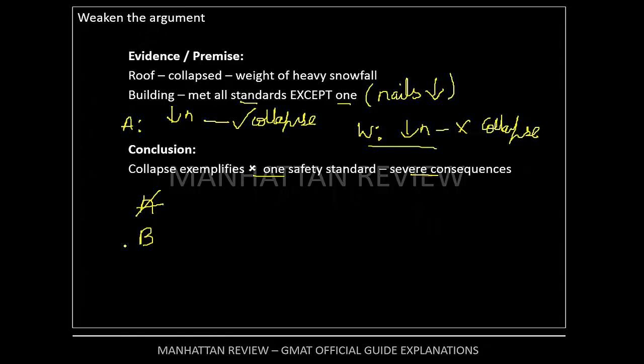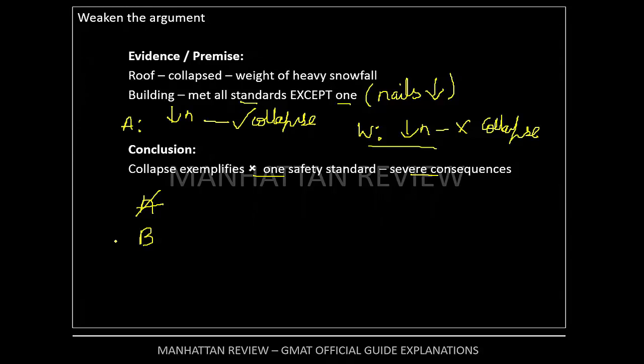Choice B. The amount of snow that accumulated on the roof of the equipment storage building was greater than the predicted maximum that was used in drawing up the safety codes. If this statement is true, then the amount of snow that accumulated on the roof of the building was greater than the maximum amount of snow that was used in drawing up the safety codes.